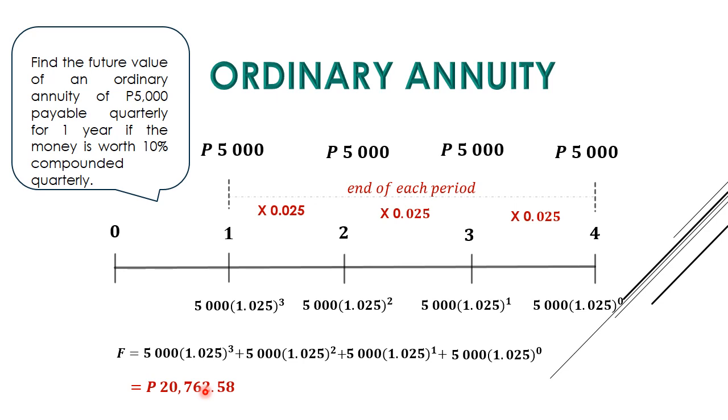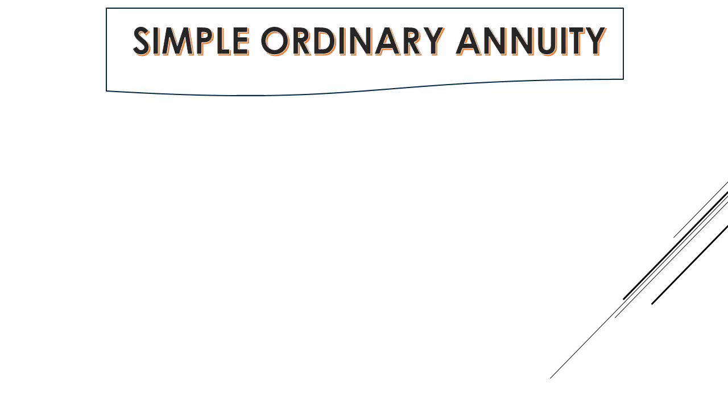And since, as you can observe, the payment interval is the same as the interest period, this is a simple ordinary annuity. Instead of computing the future value of an ordinary annuity like this, we can use a formula. The formula for the simple ordinary annuity, or just an ordinary annuity, is F equals R times (1 plus i) to the power of n, minus 1, over i.